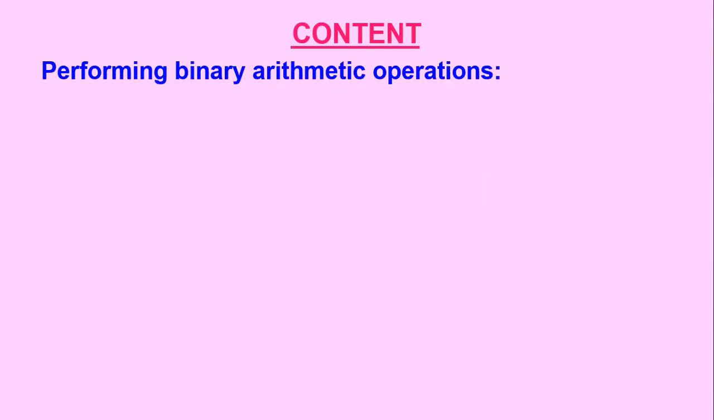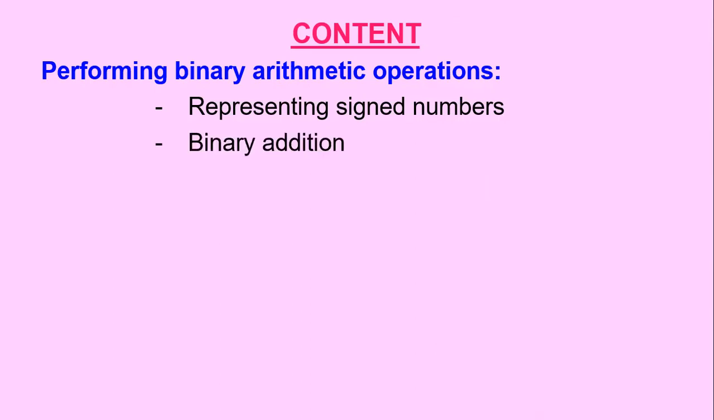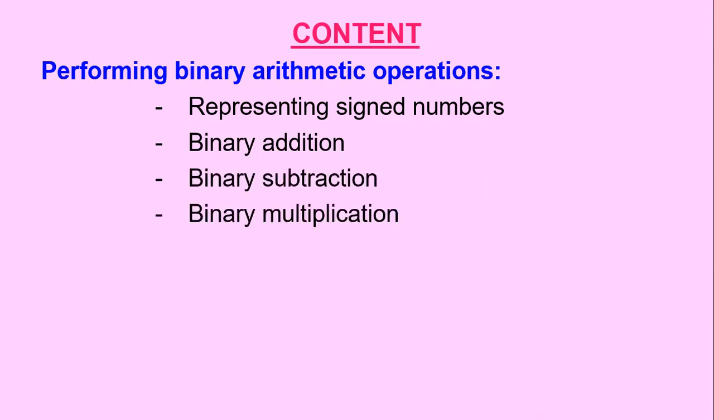In this presentation, we are going to look at how we perform various binary arithmetic operations, which include representing signed numbers, binary addition, binary subtraction, binary multiplication, binary division. Let's commence by looking at how we represent signed numbers.